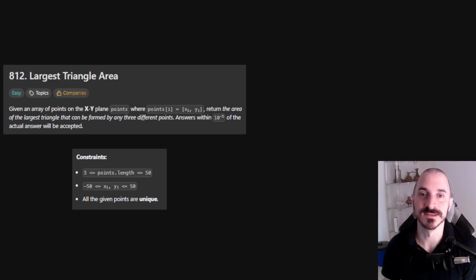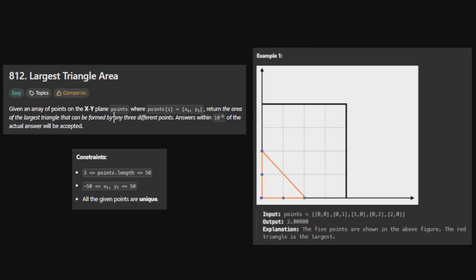Here it says this is an easy one, but you need to know the formulas to solve this. Regarding programming, this is quite simple, so let's start. We are given an array of points in a plane, and we need to return the area of the largest triangle that we can find.